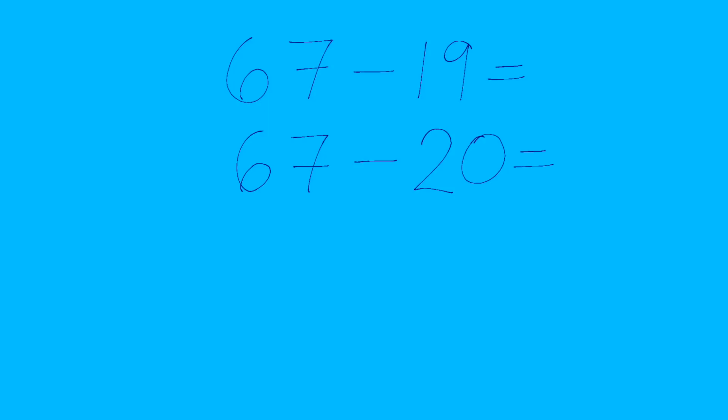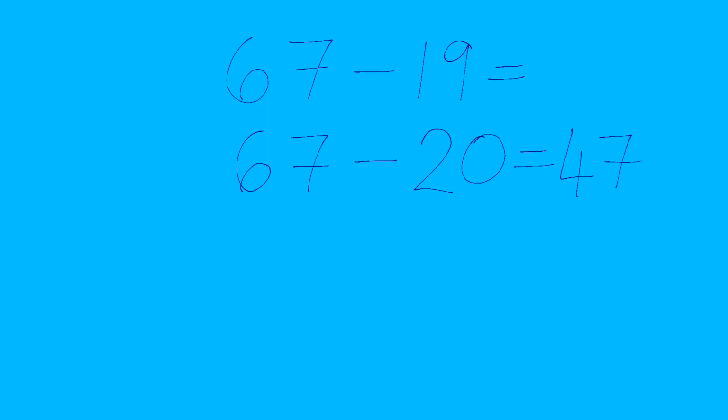Now you can do this subtraction in your head, or if you want to use a number line to help you, by all means use a number line. Just remind yourself that when you're subtracting a tens number, 20, it's the tens number here that's going to change. So 67 take away 20, we're going to end up with 47.